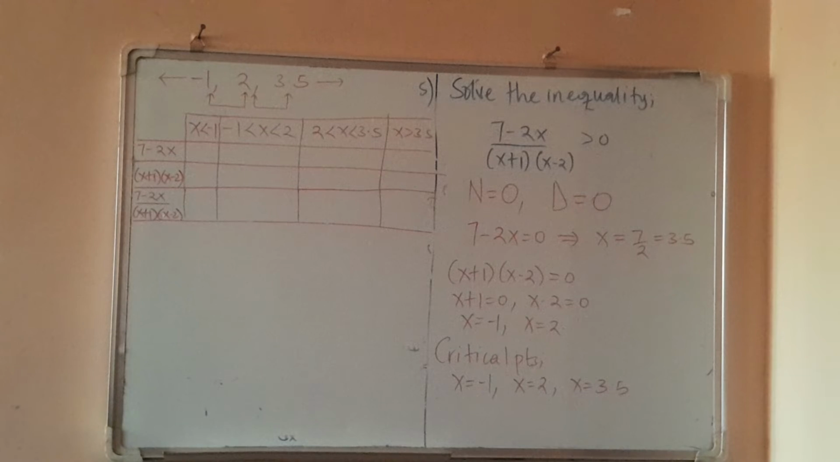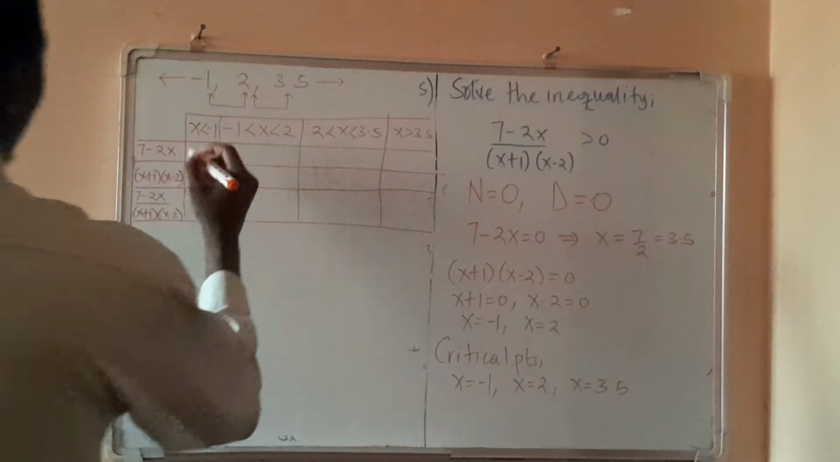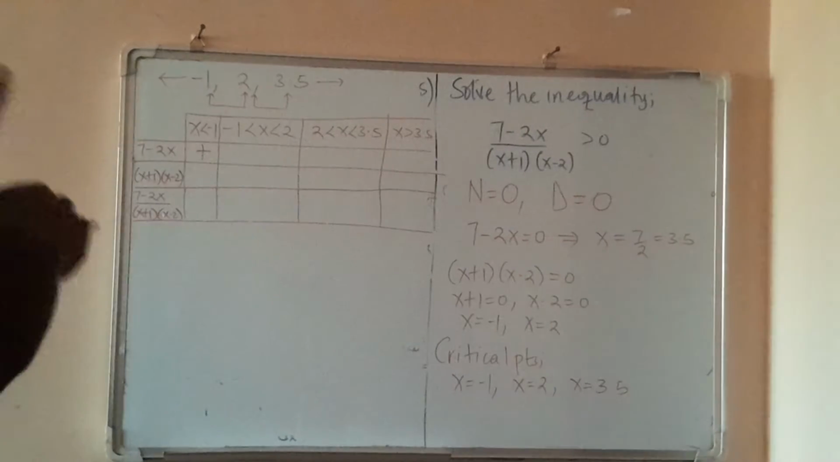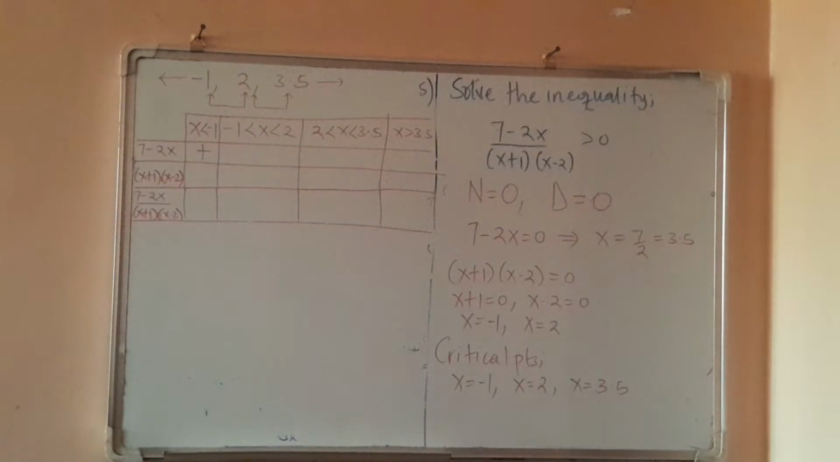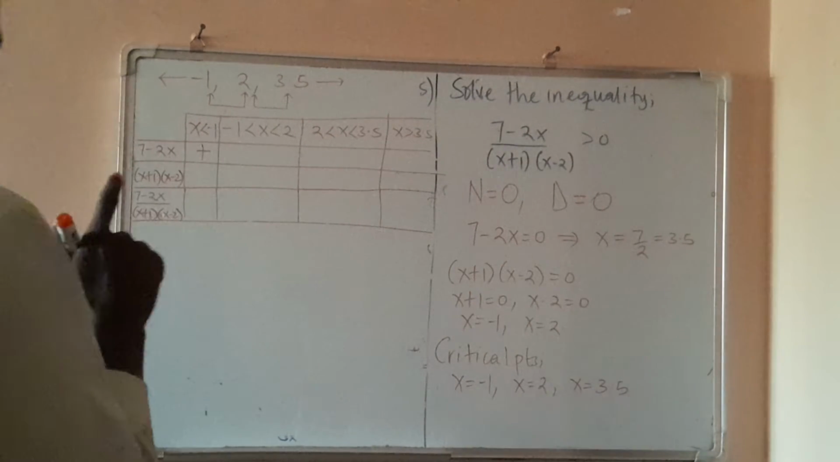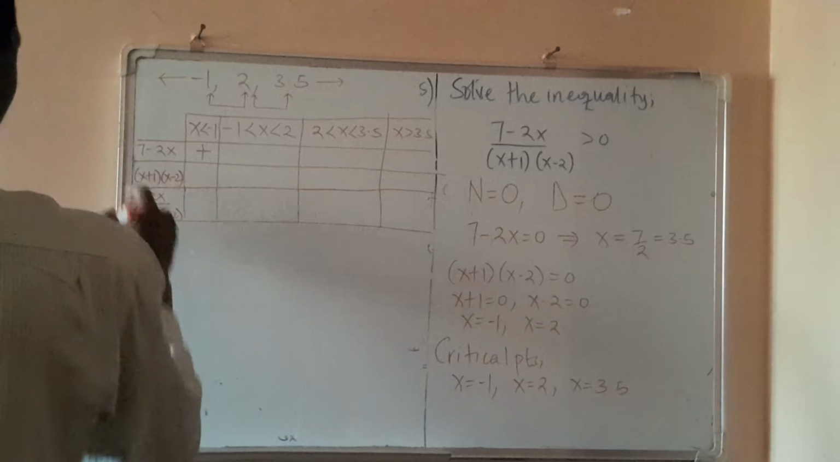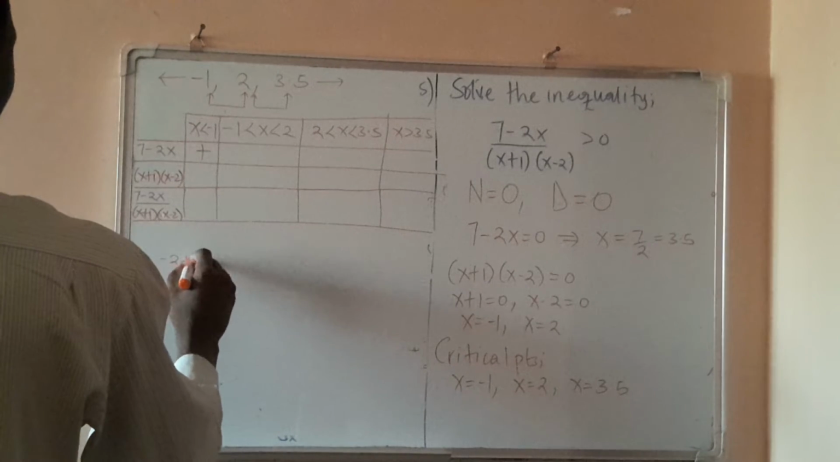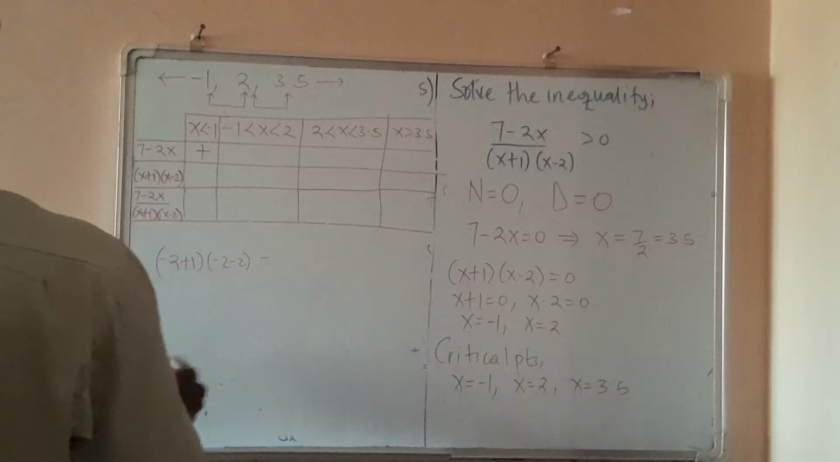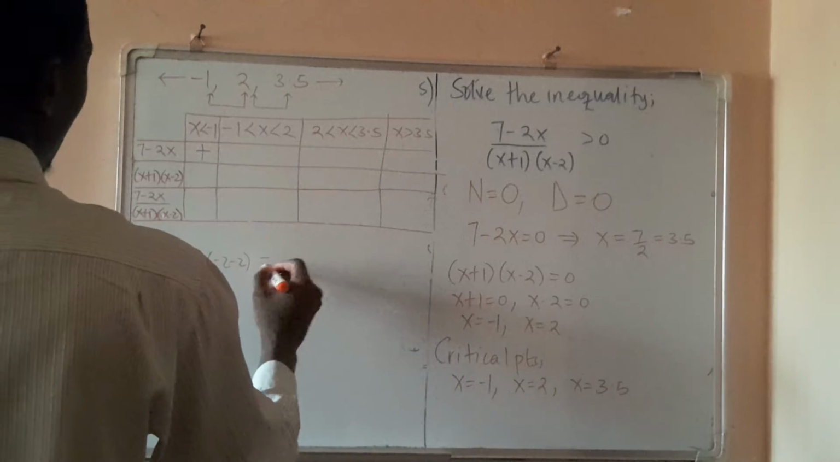7 minus 2 times -2, we get +11. So the answer here is positive. Then still consider that same value, x equals -2. Substitute it here. Where there is x, we have -2 plus 1 and -2 minus 2. This is equal to -1.